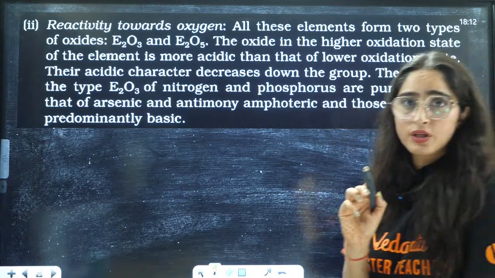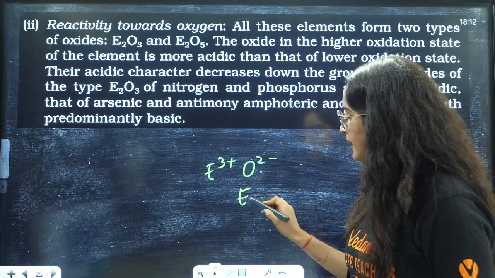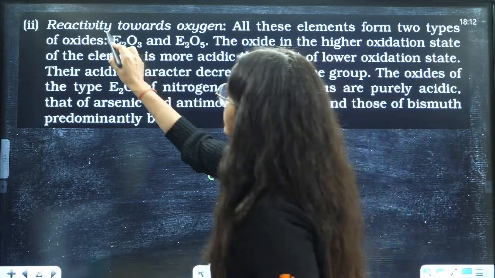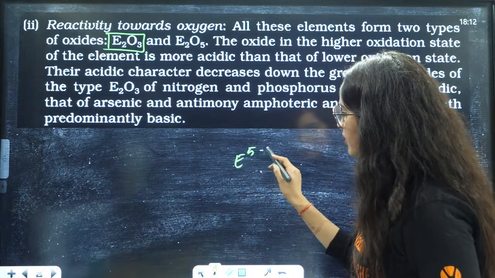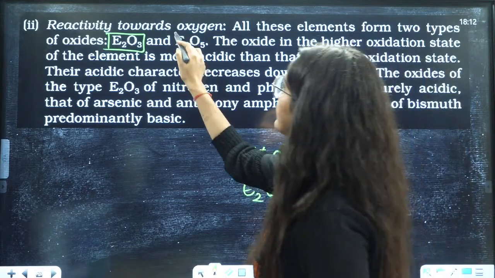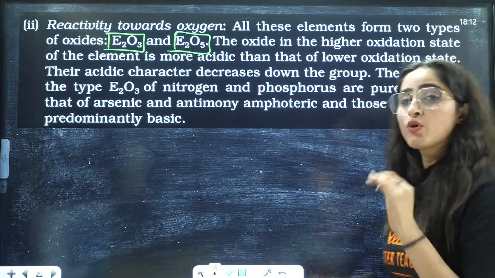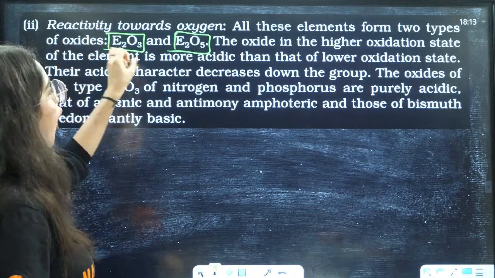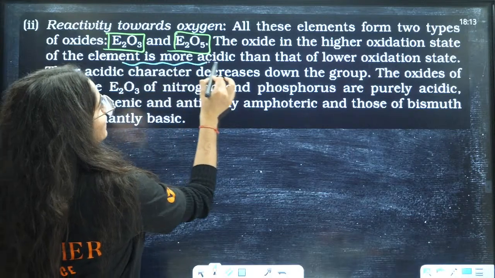reactivity towards oxygen. Now this is E3 positive and you have O2 negative, so E2O3 kind of oxide will be formed. This is E2O3. If you have E5 positive and O2 negative, then you will have an E2O5 kind of oxide that they have mentioned here. They are saying that the oxide in the higher oxidation state of the element is more acidic. Higher oxidation state is more acidic.